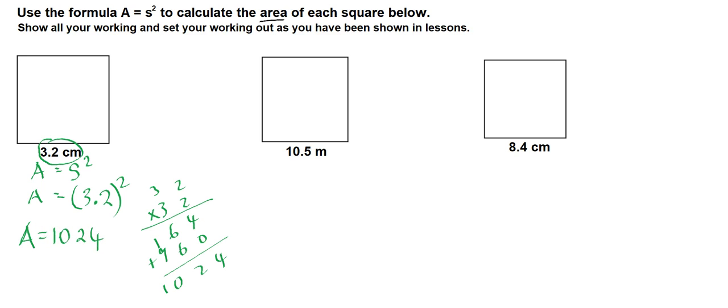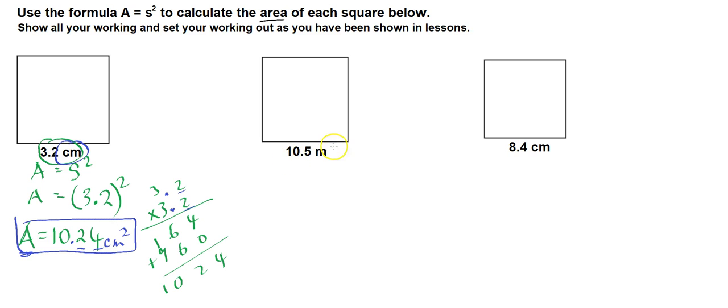And I just need to know where to put the decimal place. You'll remember that I had a decimal point here, a decimal point here. So there's 1 decimal place in each number in the question, 2 decimal places in total, and 2 decimal places in the answer. So the correct answer is 10.24. Get the units of measurement, which is centimeters. I'm talking about area, so it should be squared, and this is the correct answer.